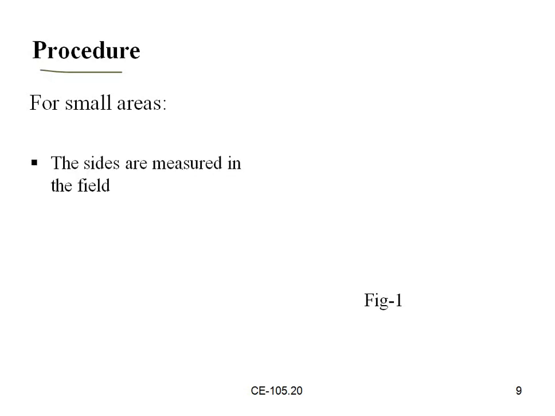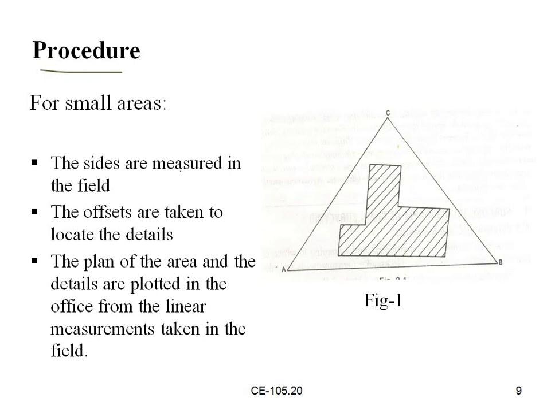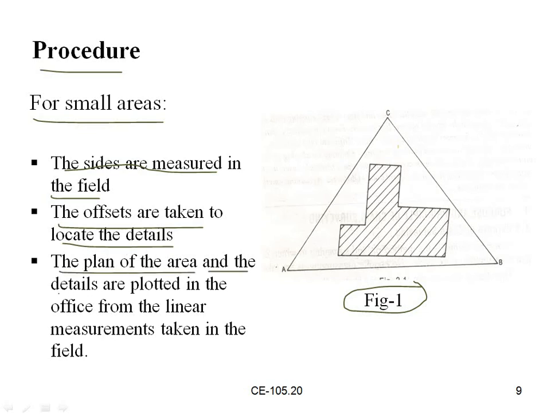Now the procedure. Figure 1 is given, and this is for small areas. The sides are measured in the field, and the offsets are taken to locate the details. The plan of the area and the details are plotted in the office from the linear measurements taken in the field.